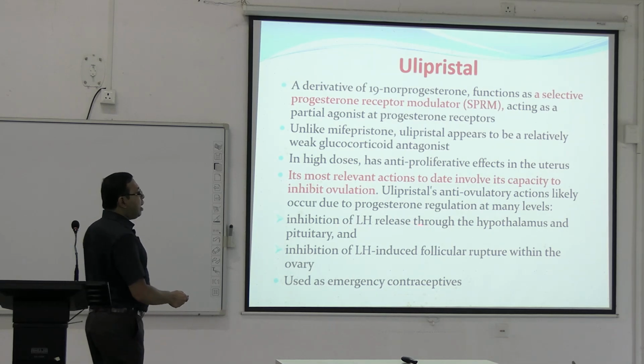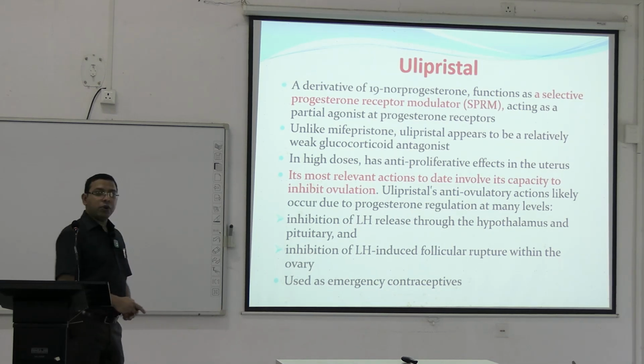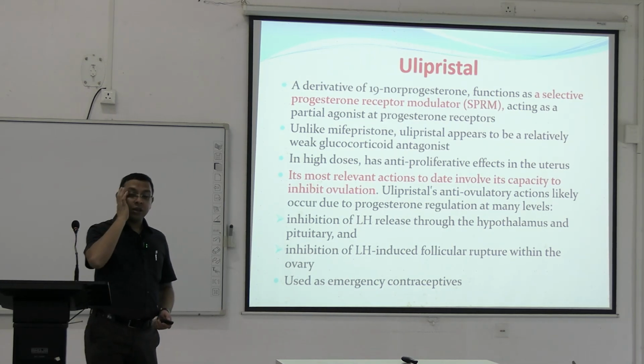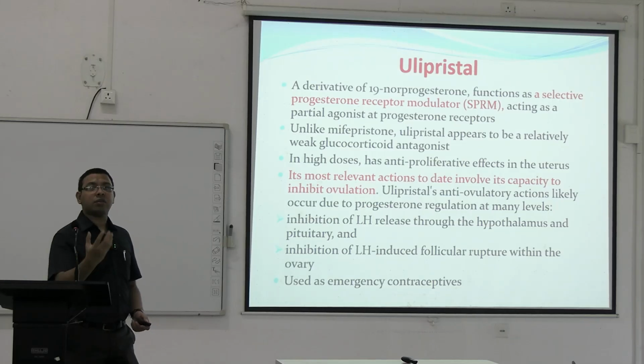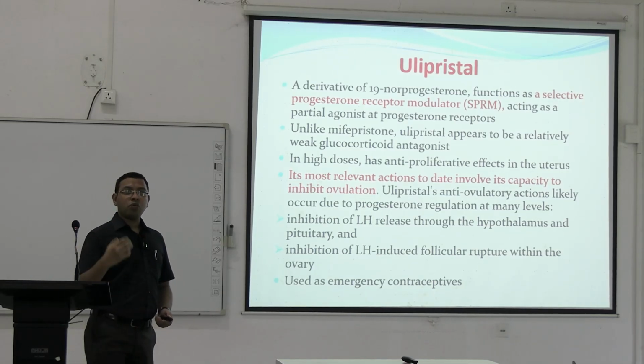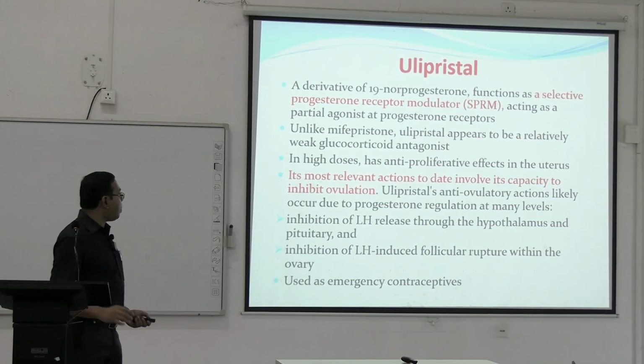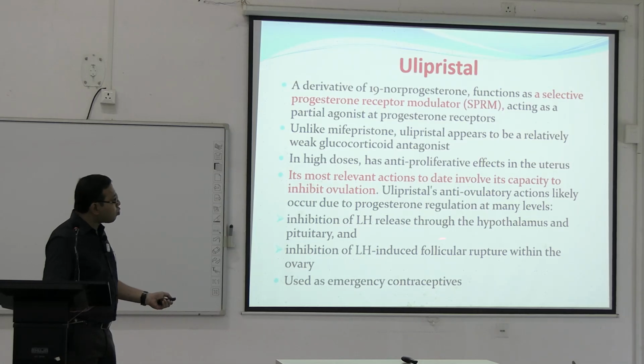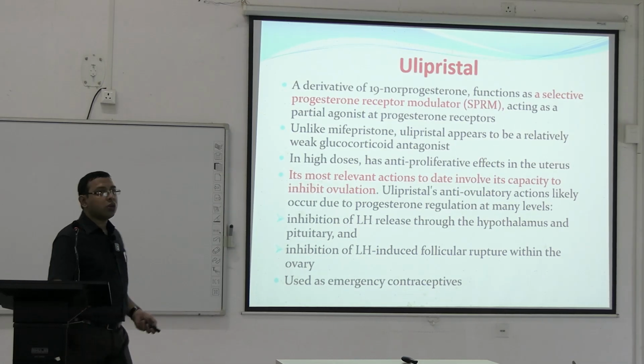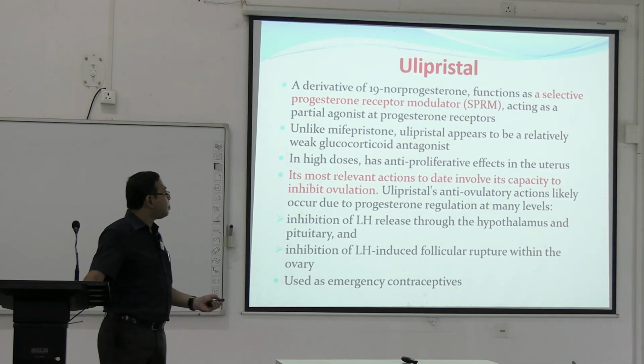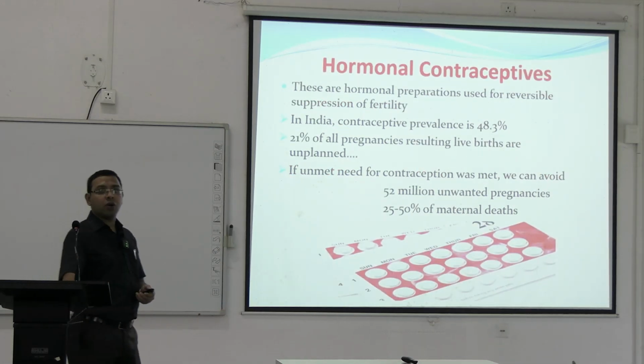So there is inhibition of LH release through the hypothalamus and pituitary, because the LH and FSH burst is needed for ovulation. So if it is blocked, ovulation will not happen. There is also inhibition of the LH-induced follicular rupture within the ovary, and mainly this ulipristal is also used as an emergency contraceptive.